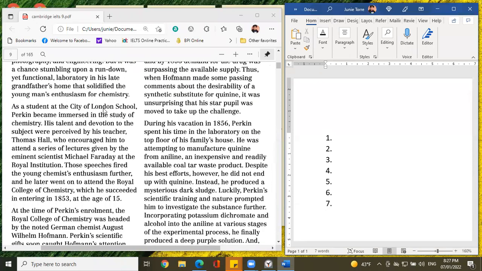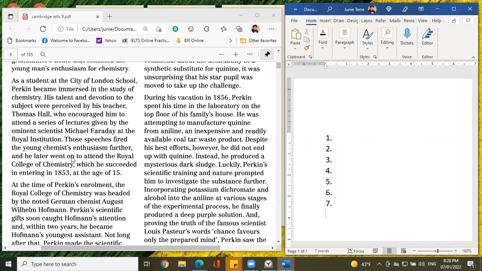As a student at the City of London School, Perkin became immersed in the study of chemistry. His talent and devotion to the subject were perceived by his teacher, Thomas Hall, who encouraged him to attend a series of lectures given by the eminent scientist Michael Faraday at the Royal Institution. These speeches fired the young chemist's enthusiasm further, and he later went on to attend the Royal College of Chemistry, which he succeeded in entering in 1853 at the age of 15.